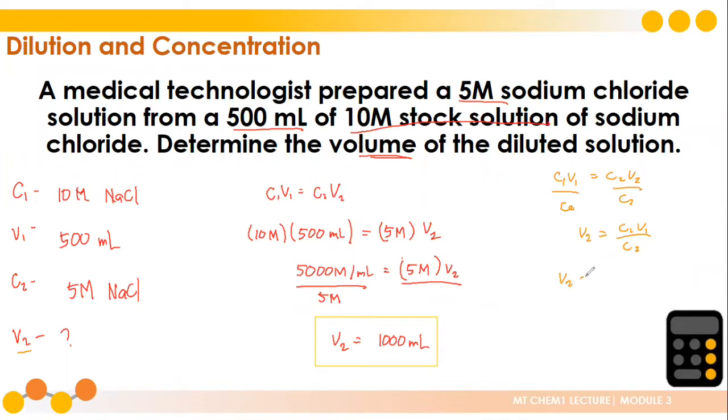So you have V2 is equals to C1, which is 10 moles, V1 is 500 ml. Divide all of them by 5 moles. And then you will be arriving with the same answer, which is 1000 ml. It does not matter whichever method or whichever way you prefer, you will still be arriving at the same solution. So just use whichever you're comfortable to use.